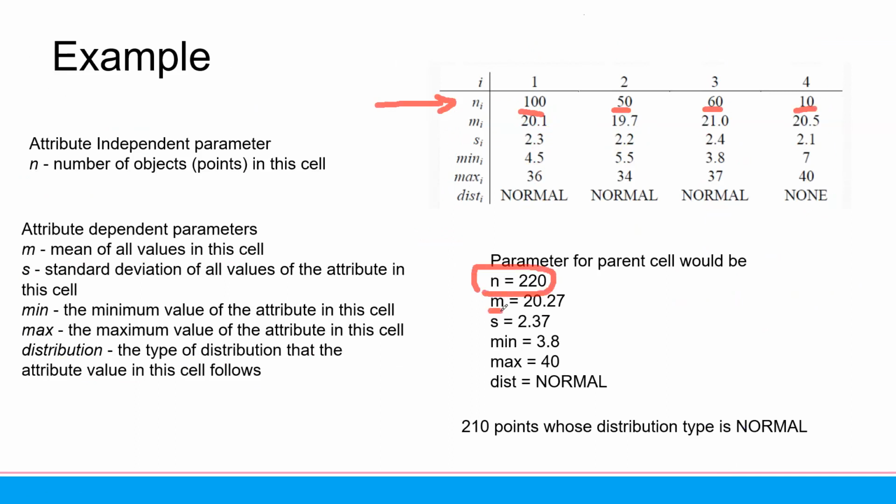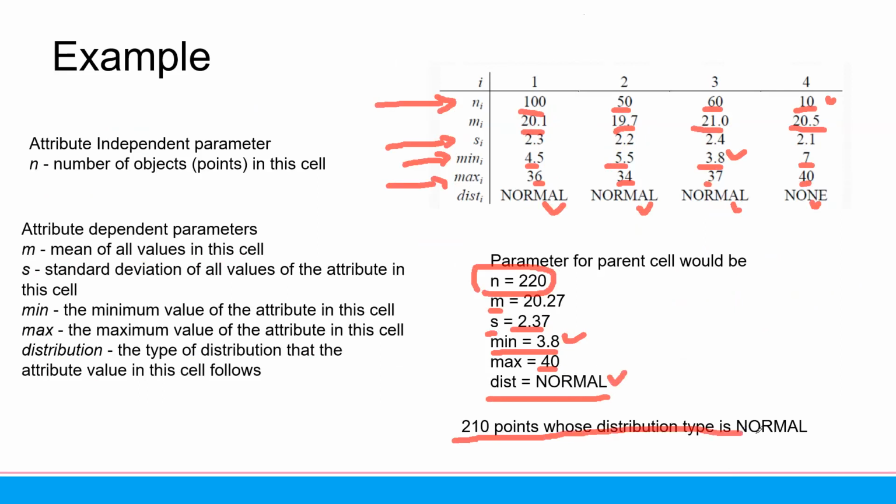And then we have M. M is the average of the average in every cell. And this is the standard deviation, which we got from the standard deviation of every cell. And this is the minimum. Among the minimums 4.5, 5.5, 3.87, the smallest is 3.8. And this is the maximum. Among the maximums, we select the maximum value, which is 40. And the distribution: most of them are normal, only 10 data is not normal. So we just mention distribution normal, with 210 points whose distribution type is normal.